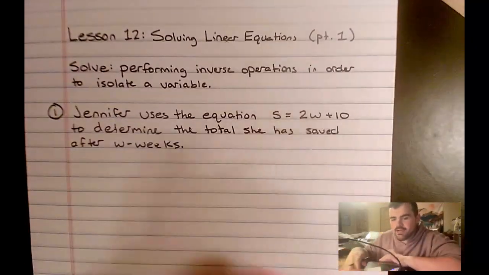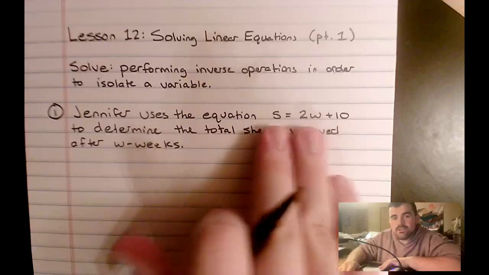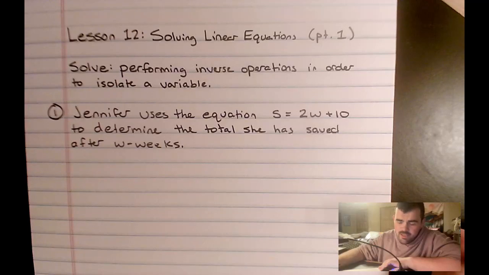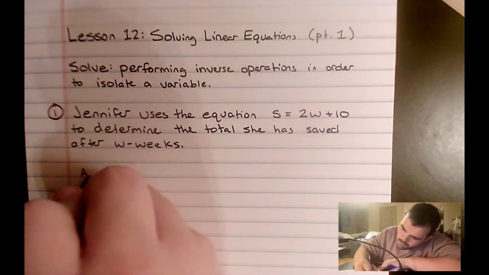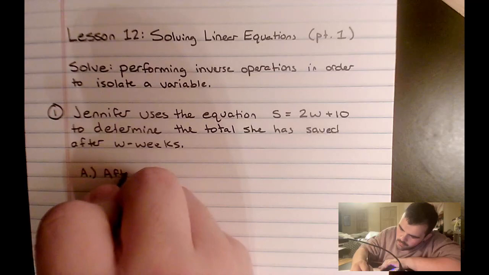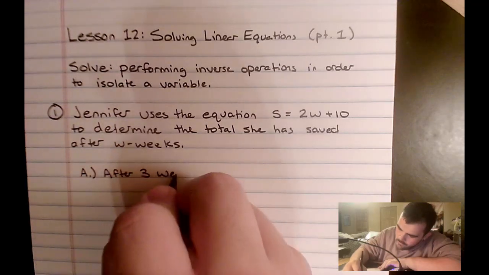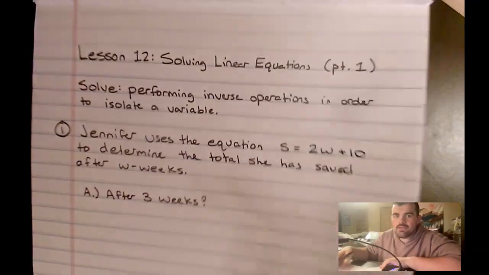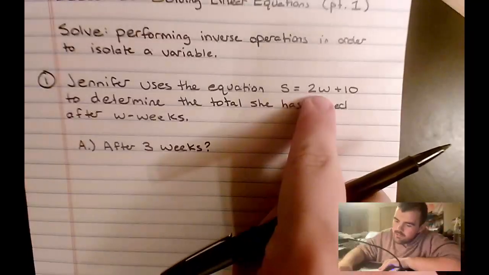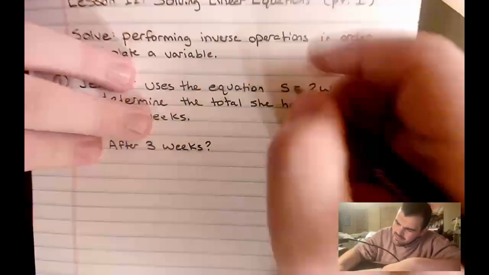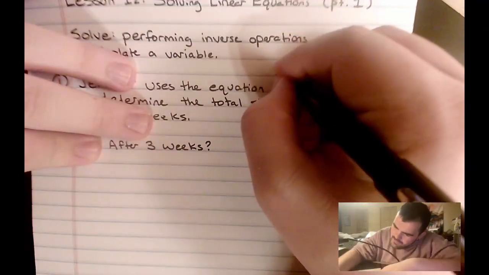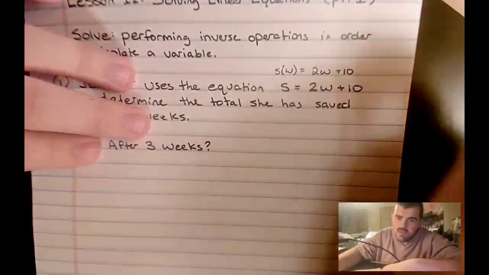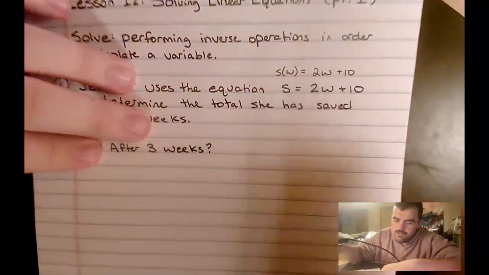So we've already answered questions that have something to do with this, where we have an equation or a function, and it says something like, okay, how much would she have in her piggy bank after 3 weeks? Just plug in a 3 for the W. Now you might also see it something like this: S of W equals 2W plus 10. Same thing. You just plug in a 3 for the W.